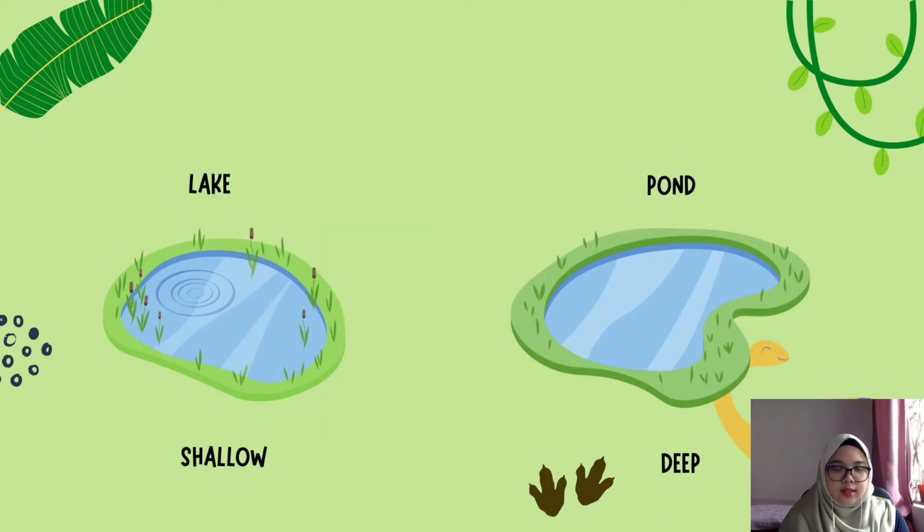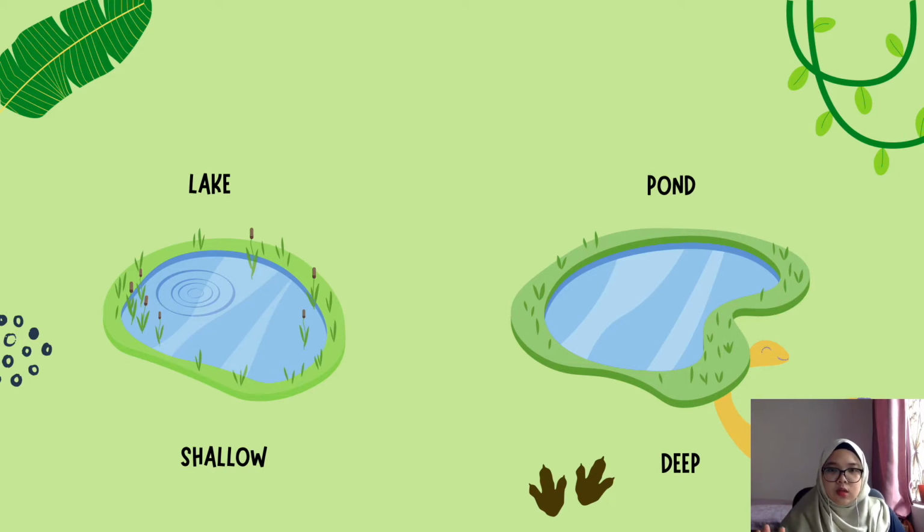Now let us take a look at the lake and the pond. Here we have a different picture, the sizes. Here the lake is actually shallow. It's a bit shallow compared to the pond, where the pond is a bit deeper. So my question is, is it possible for a lake to become a pond? Yes, I believe it will become a pond one day, as when it is smaller, it can grow to a bigger size and turn into a pond.